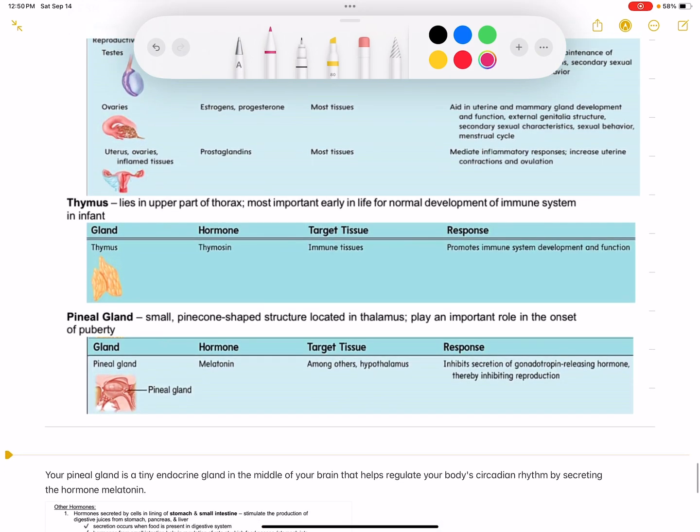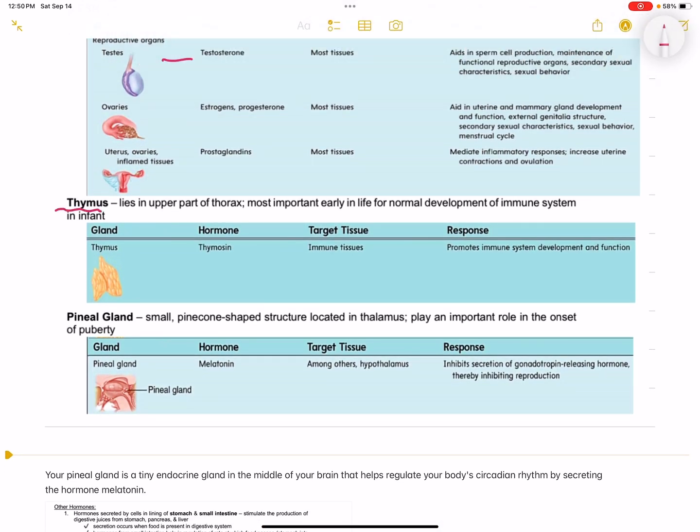So, the thymus lies in the upper part of the thorax. It is most important early in life for normal development of the immune system in infants. The hormone of the thymus is thymosin. Target tissue is immune tissue. Response promotes immune system development and function.